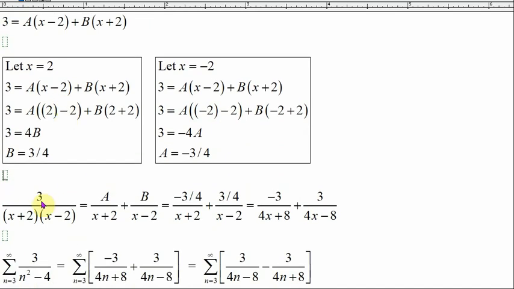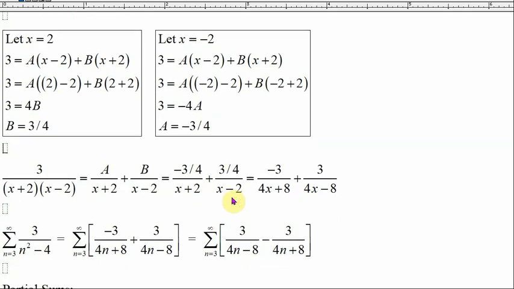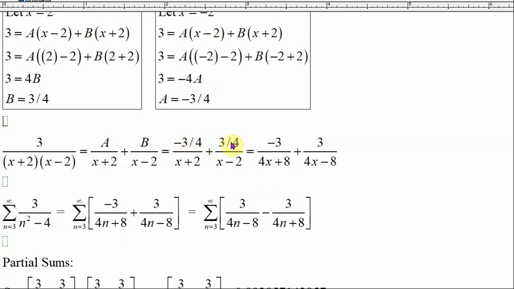And so we can rewrite the expression 3 over x plus 2 times x minus 2 as negative 3/4 over x plus 2, because a is negative 3/4, and then plus 3/4 over x minus 2, since b is 3/4. And to get rid of the fractions here, we can multiply the top and bottom by 4. So multiply everything on the top by 4, multiply everything on the bottom by 4. We get negative 3 over 4x plus 8. And then same thing here, we get 3 over 4x minus 8.